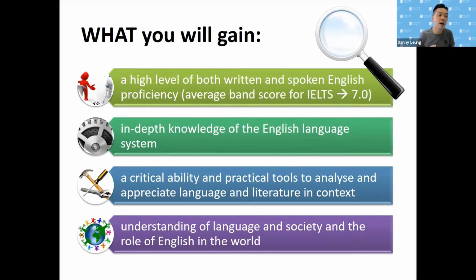So how are you going to analyze the English language system, making use of your in-depth knowledge? Later on, when I talk about the courses that you're going to do in these two programs, you will know what the knowledge would be, right? The third thing here: a critical ability and practical tools to analyze and appreciate language and literature in context. It's not just about the English language itself.